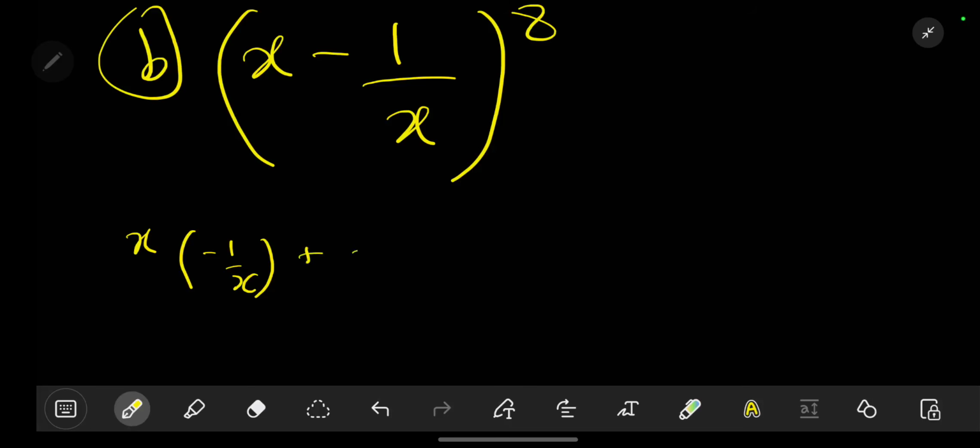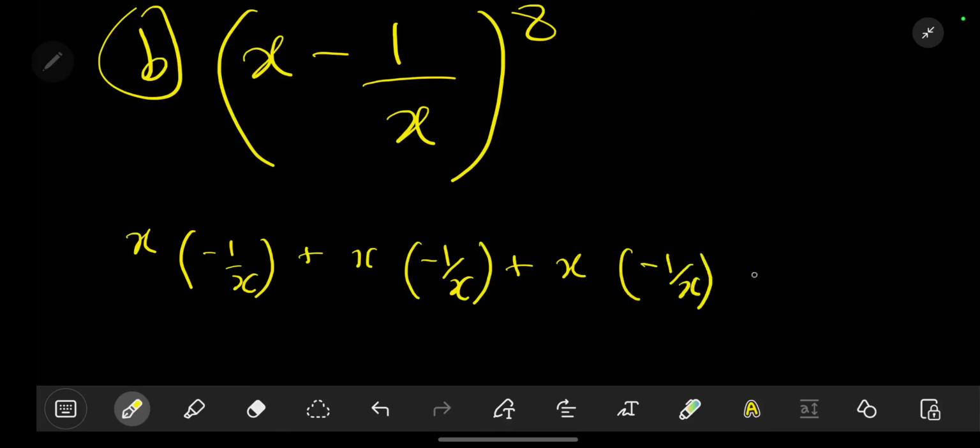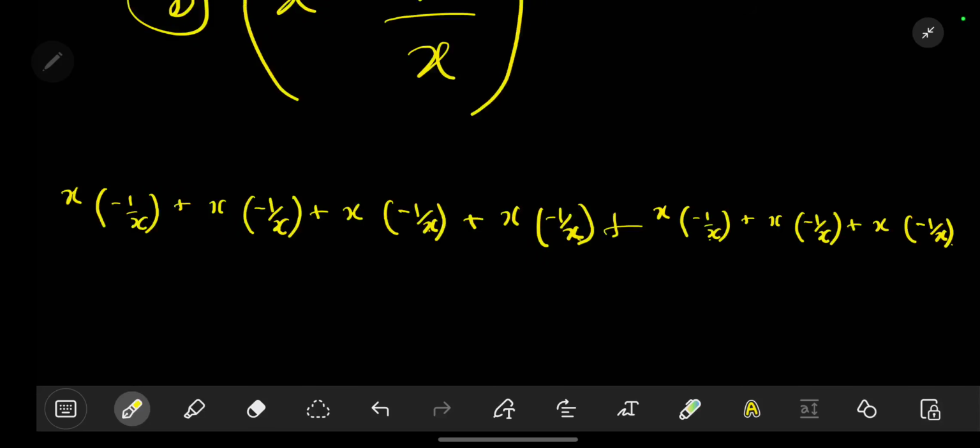We have our x by negative 1 over x until we get all of them. So let me just write fast until we get 9 of them. x, then we have plus our x, negative 1 over x like that. So from there we have 9 terms: 1 2 3 4 5 6 7 8 terms. So we are supposed to have 9.